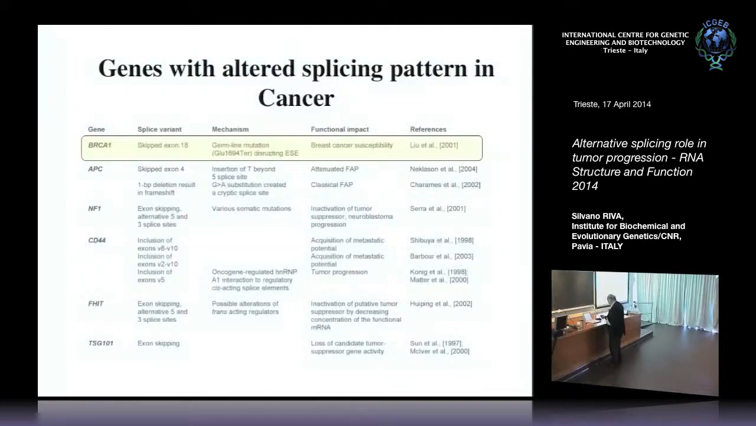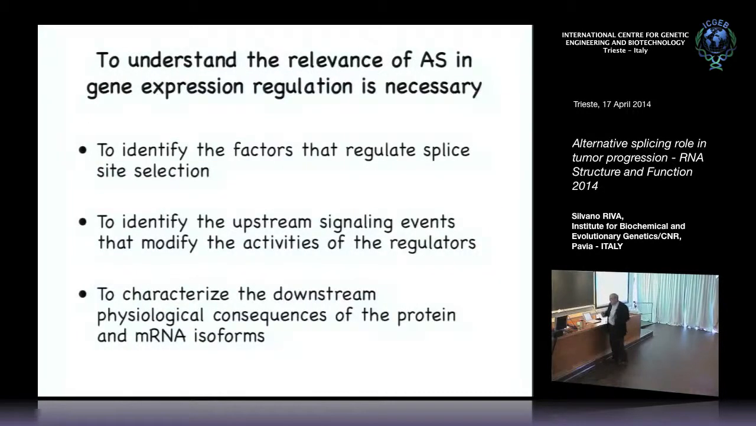What I will be talking about instead, and then, for example, this one is another famous case, CD44. And this is bad because the inclusion of these two exons, or these two exons, or this one, leads to the acquisition of metastatic potential, and so on. But please, read that review and you have an idea of the complexity of the problem. So, as I said, it's difficult to distinguish between the cause and the effect.